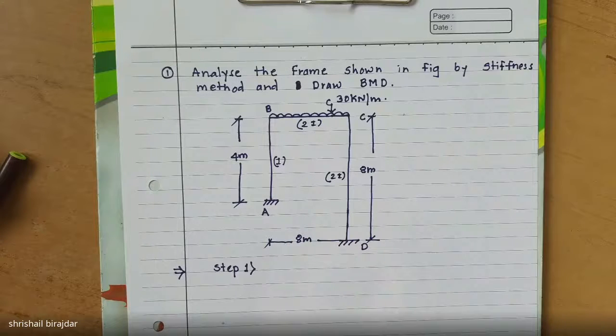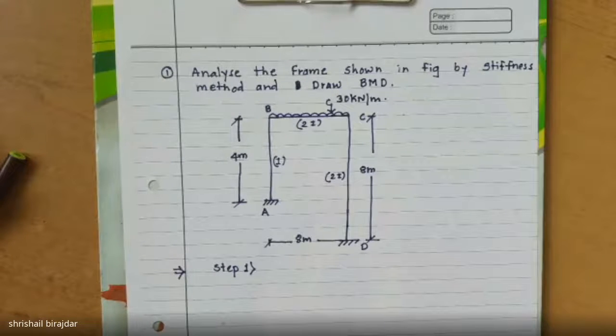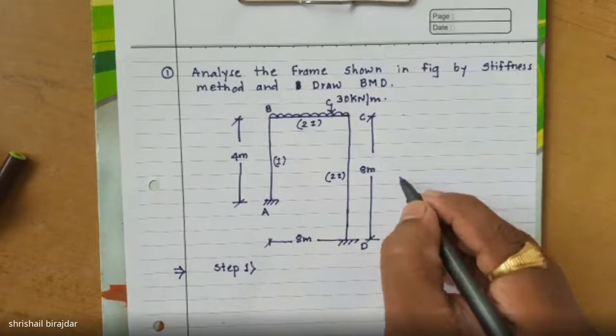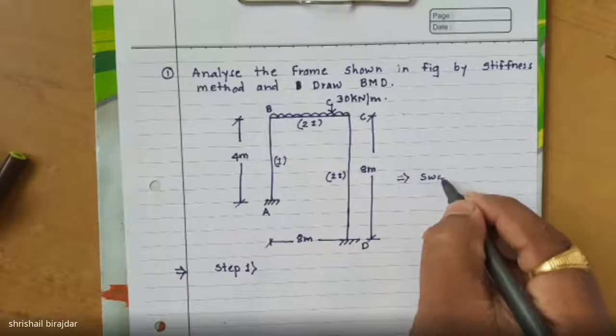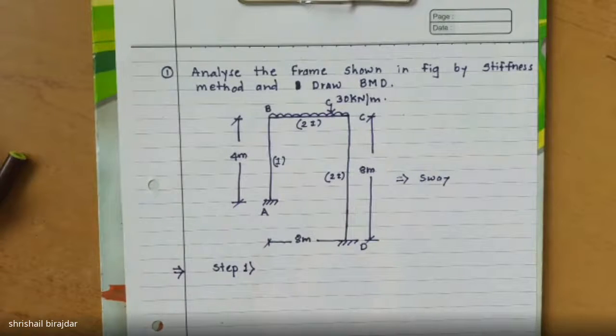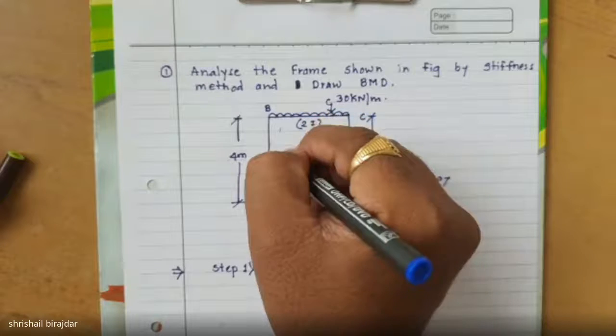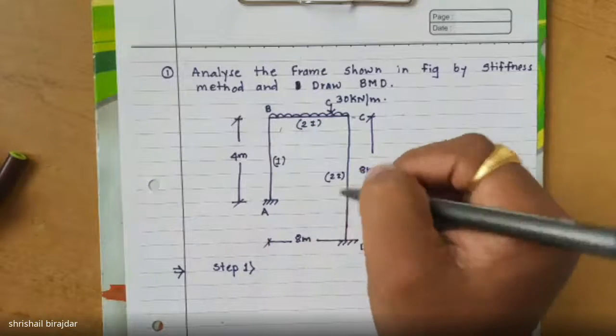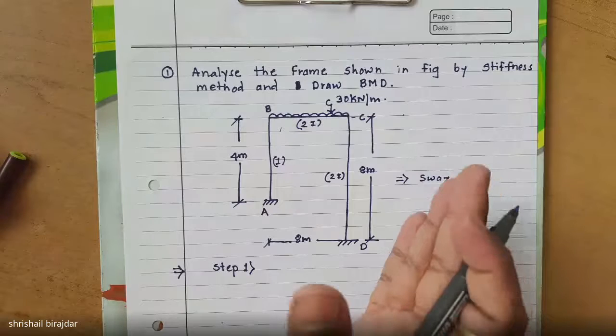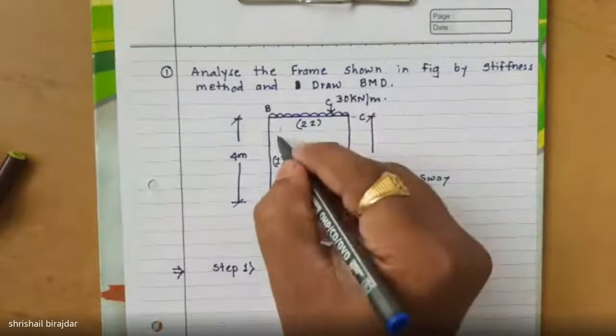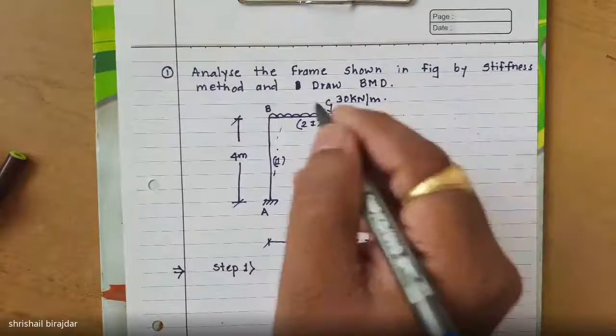Moment of inertia 2I. Therefore, it comes under the category of sway. Okay, this is the sway category, means you have to find out the deflection in the column. I'm considering this frame is deflected in rightward direction, so that it will be very useful for us to find out the deflection over here.